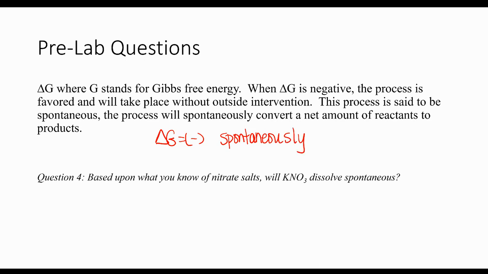So when potassium nitrate dissolves in water, are you expecting that to occur without outside intervention when you throw that salt into water? And so the question here is, based upon what you know about the solubility of nitrate salts, do you think that process is spontaneous? Do you think its delta G is negative?